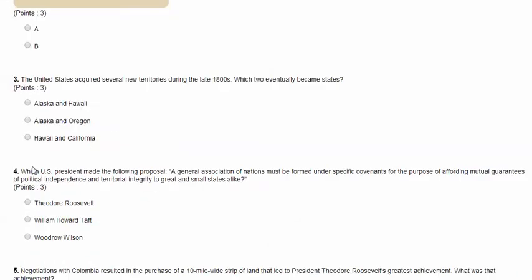Continuing on with number 2, which group lists outcomes of the Spanish-American War? Group A, Treaty of Paris, Cuban independence, and the Philippines and Puerto Rico becoming U.S. territories? Or would Group B be a list of outcomes in the Spanish-American War? Treaty of San Juan, Puerto Rican independence, and Nicaragua and Panama become U.S. territories. Which one fits better, Group A or Group B?